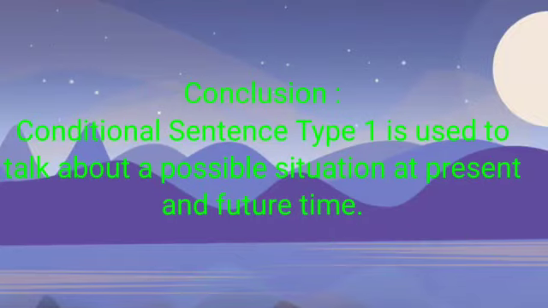Well, students, in the end, let me conclude that conditional sentence type 1 is used to talk about a possible situation at present and future time.